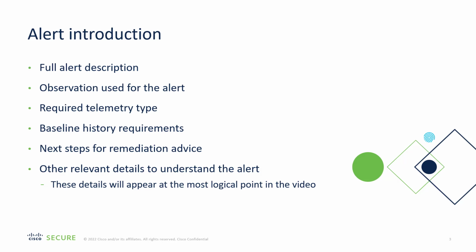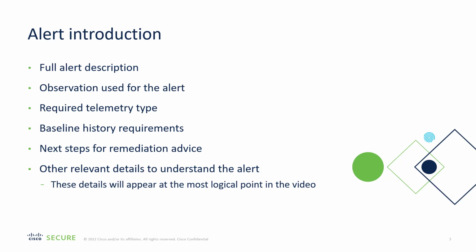We're going to look at the baseline history requirements. So the good news is most of our alerts do not require any type of a baseline in order to fire, but we do have certain alerts that do require some form of a baseline, such as looking for geographically unusual activity or looking for some type of a traffic spike. We need that baseline in order to say that something is anomalous.